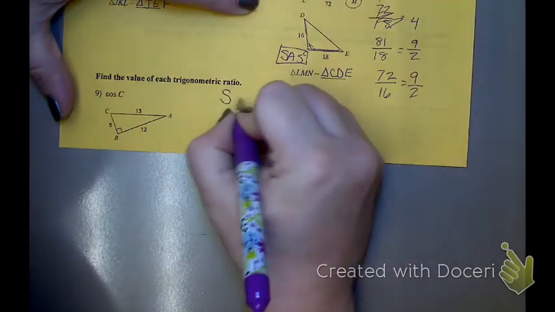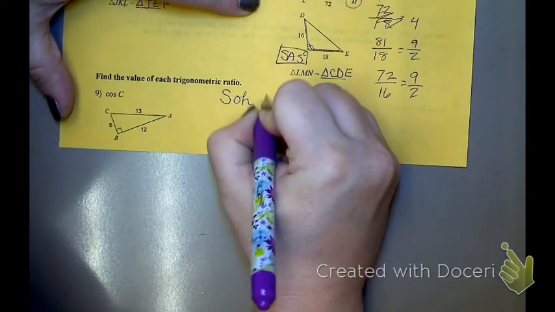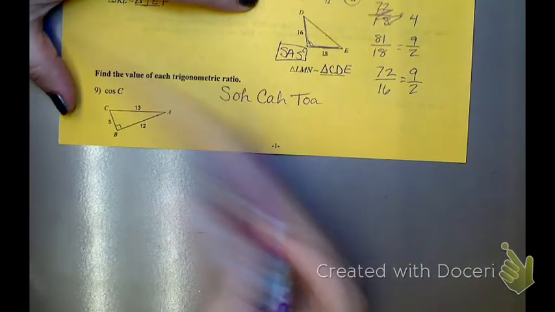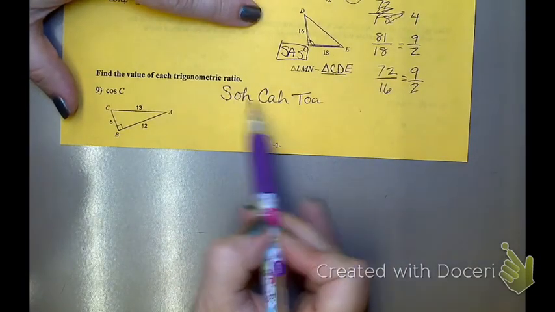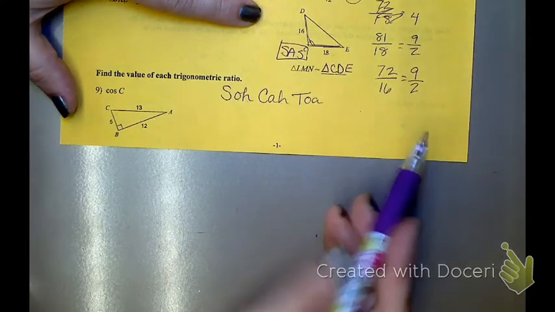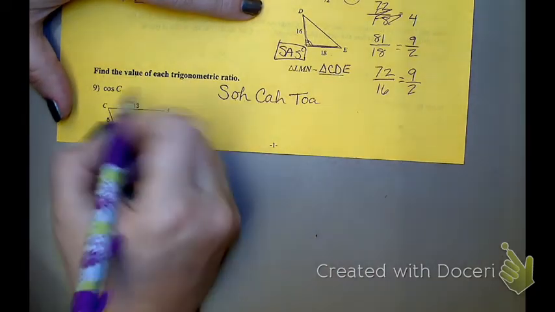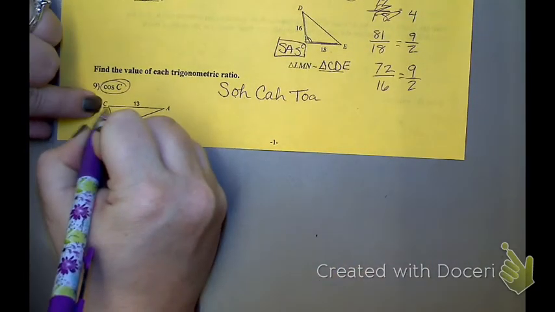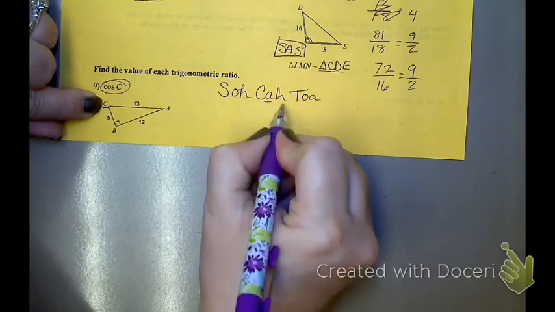Remember our favorite word. SOHCAHTOA. Sine is opposite over hypotenuse. Cosine is adjacent over hypotenuse. Tangent is opposite over adjacent. So find the value of the trigonometric ratio. I need to find the cosine of C. So here is C. I need adjacent and hypotenuse.